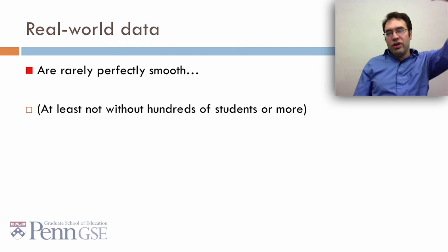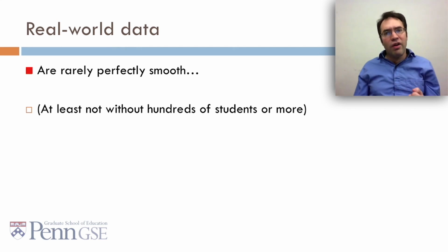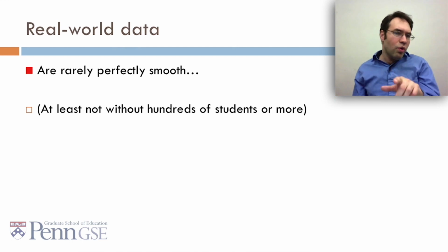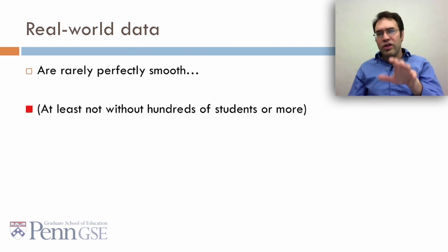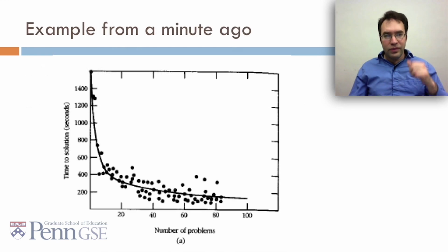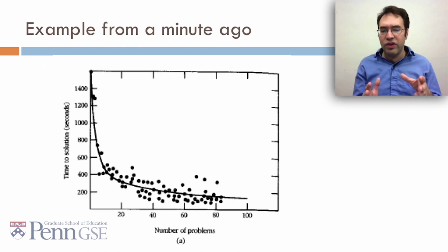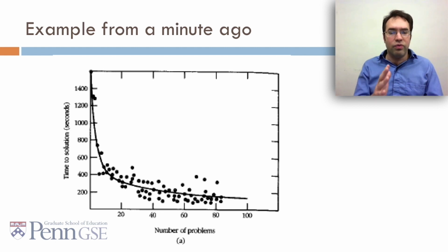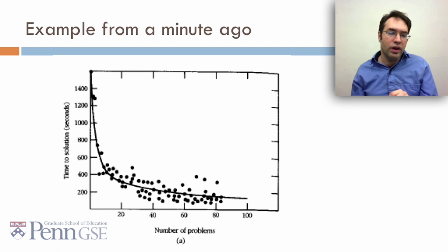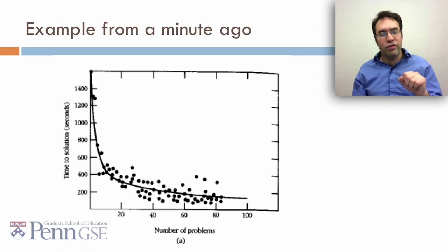Now, you may note that you see these nice curves, but those graphs we saw earlier for Ritter and Corbett were not all that smooth. In fact, real-world data is rarely perfectly smooth, unless you have hundreds or thousands or tens of thousands of students. If you look back to that example from a minute ago, you'll see that there are a lot of cases where it's relatively far off the line, even fairly late in the process. For example, over at 80 problems, there's a case where it took 400 seconds.